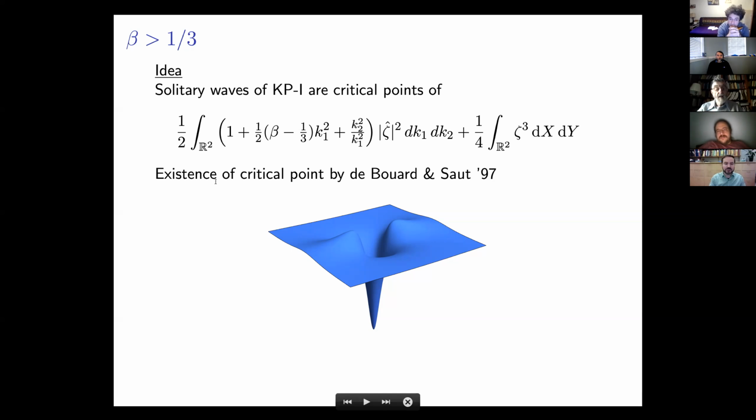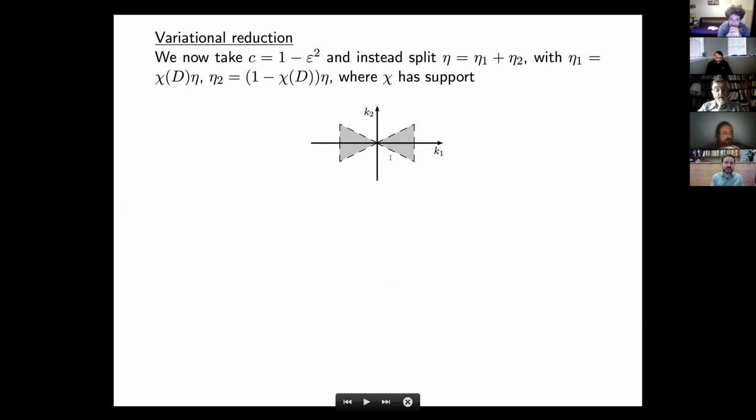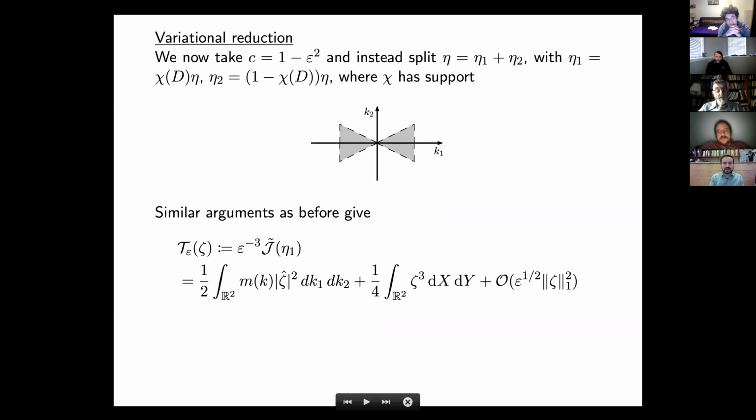So there is a proof of existence of fully localized solutions to KP1 by Debussche and Saut. So they use this variational functional. And so again, use this variational reduction, but now with a slightly different splitting, which is similar to the level curves, the contour plots I showed before for the dispersion relation, but in the strong surface tension case. So you get this kind of bow tie set. And if you then use similar arguments, you can reduce to a perturbation of the KP1 functional and show that this also has a critical point.